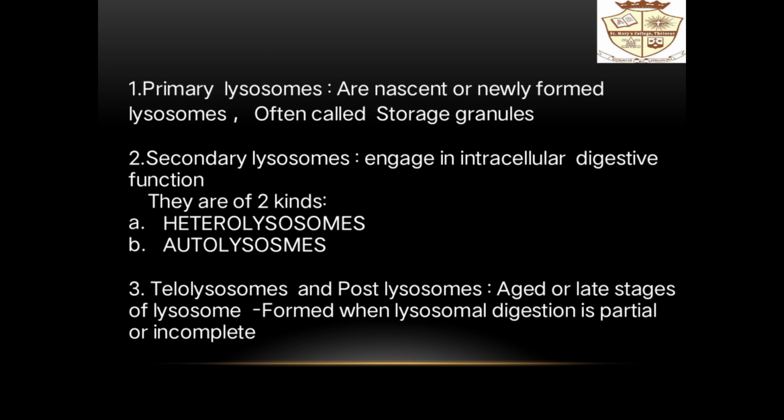Then, what are primary lysosomes? Primary lysosomes are the nascent or newly formed lysosomes, often called storage granules. Next, the secondary lysosome is mainly involved in intracellular digestive function. They are of two kinds: heterolysosomes and autolysosomes. The third ones are telolysosomes and postlysosomes. They are the aged or late stages of lysosomes, formed when lysosomal digestion is partial or incomplete.